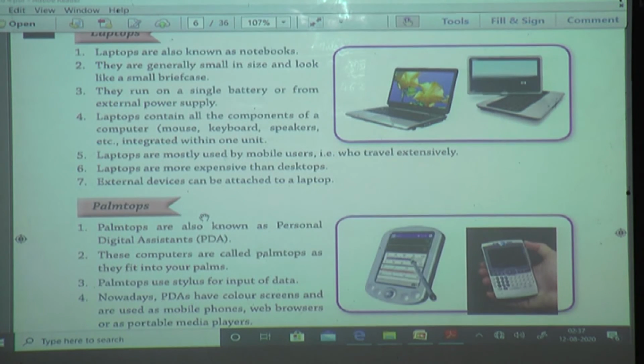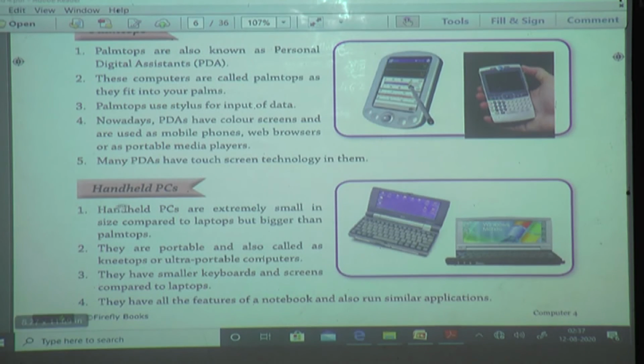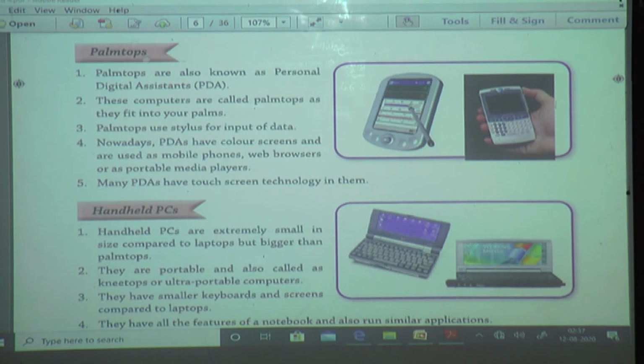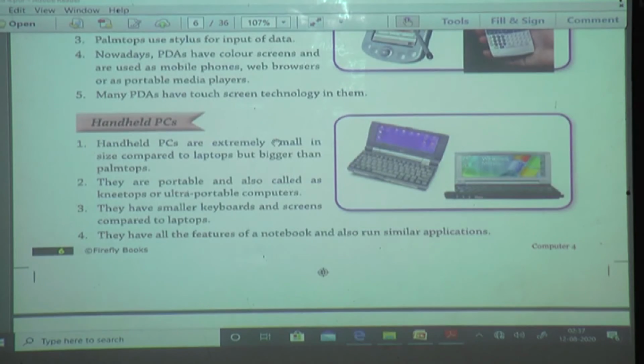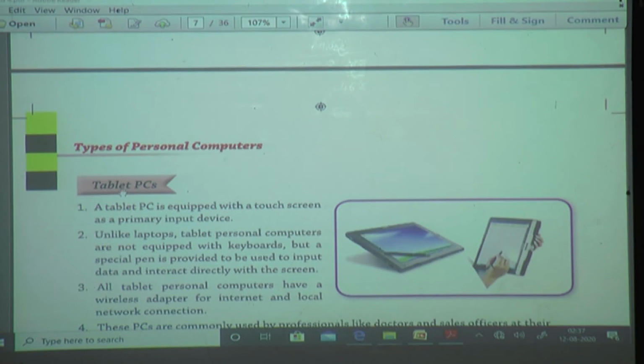Next, palmtop. Why is it called a palmtop? Palmtop is also known as a personal digital assistant. Because it fits in a single palm, that's why it is called a palmtop. Handheld PCs are smaller than a laptop but bigger than our palmtop, right? And next is the tablet PC.